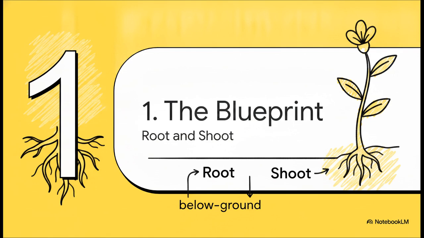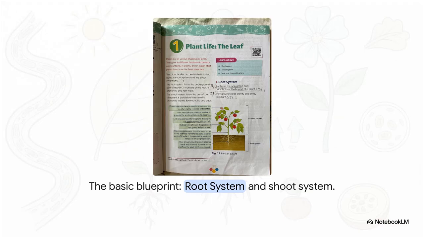All right, let's jump right into Section 1, the blueprint, root and shoot. So, every plant body is fundamentally split into two primary domains. Down below, you've got the root system, which is entirely underground, handling all the subterranean operations. Then, up above, you have the shoot system. That's the aerial part of the plant existing above the soil. This shoot system acts as the scaffolding that holds up all the stems, branches, leaves, flowers, fruits, and buds.